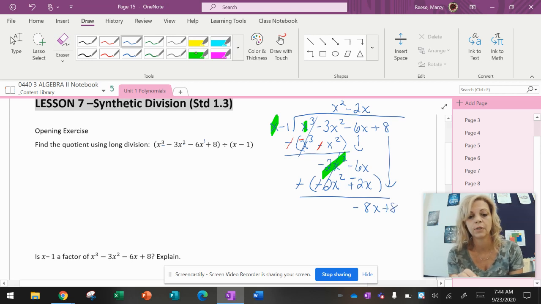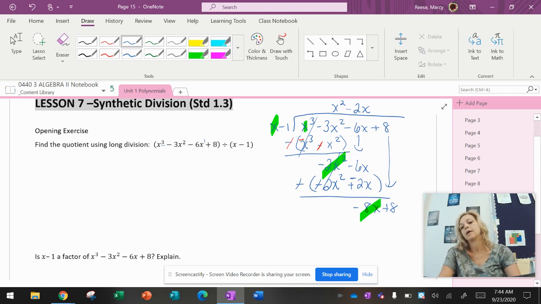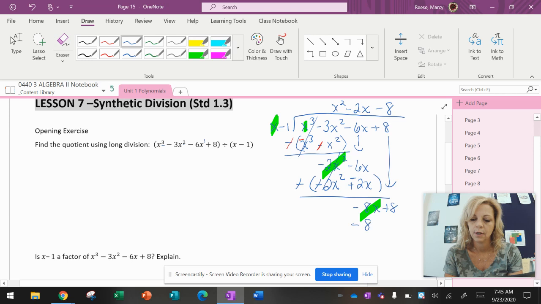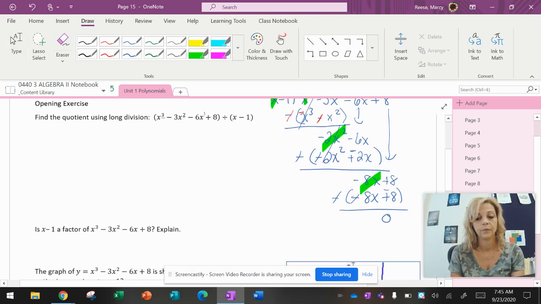And I'm going to do this one more time. I'm going to look at the x and the negative 8x. I'm going to say, what would I multiply by x to get negative 8x? And that would be negative 8. And I'm going to distribute. Negative 8 times x, negative 8 times negative 1 is positive 8. And look at that. They match so that when I go to add them up, combine like terms, I see that I get a 0, which means it has a remainder of 0.